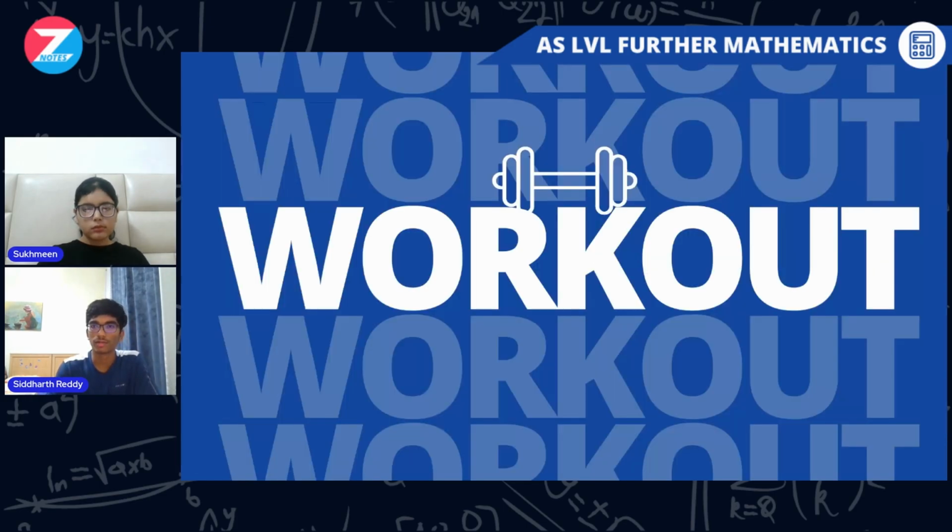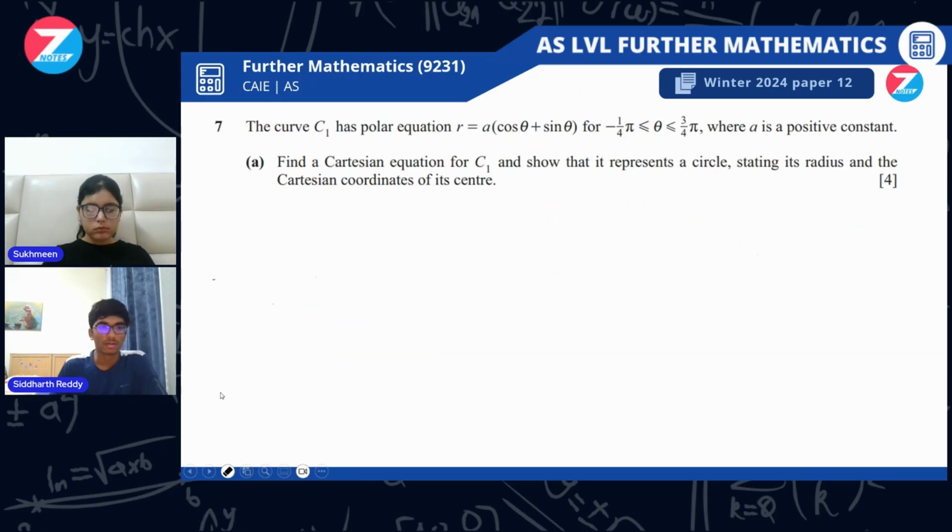Okay, so this is the final question, the seventh question. The curve C1 has polar equation r is equal to a into cos theta plus sine theta for minus pi by 4 less than theta less than 3 pi by 4, where a is a positive constant. Find a Cartesian equation for C1 and show that it represents a circle, stating its radius and the Cartesian coordinates of its center.